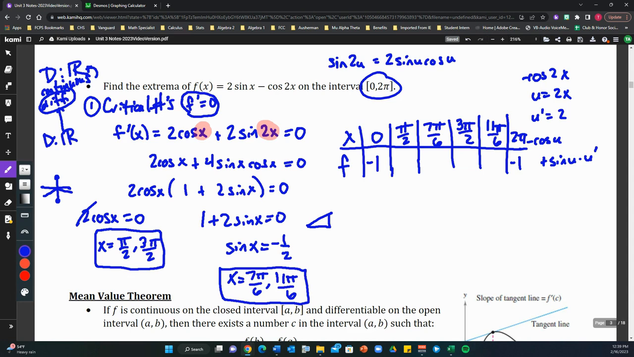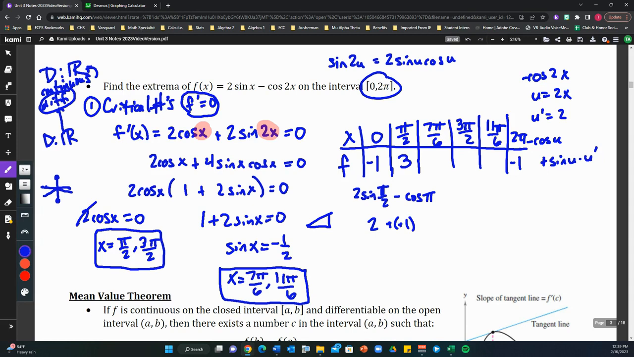Then for pi over 2, I'm going to write some of these out to make it a little bit easier. So 2 sine of pi over 2, remember the y-coordinate of pi over 2 was 1, so 2 times 1 is 2. And then minus cosine of, now remember, these angles are going in for x, so with this cosine function, we have to double them before we evaluate using the unit circle. So pi over 2 times 2 would be pi. Cosine at pi would be -1. So minus -1 will produce +3.